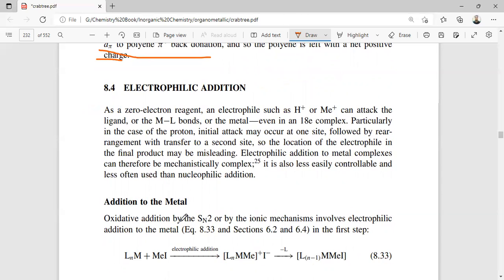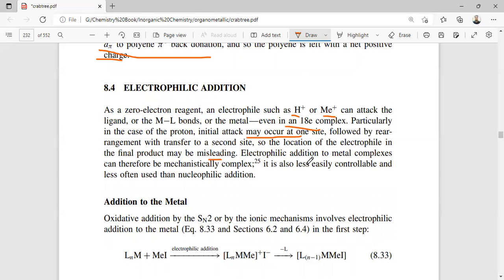So next we will discuss electrophilic addition in organometallic chemistry. As a zero electron reagent, an electrophile such as H plus or Me plus can attack the ligand, or the metal-ligand bonds, or the metal, even in an 18 electron complex. Particularly in the case of a proton, the initial attack occurs at one site followed by rearrangement with transfer to a second site. So the location of the electrophile in the final product may be misleading.